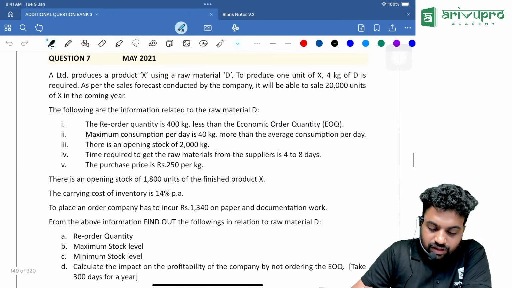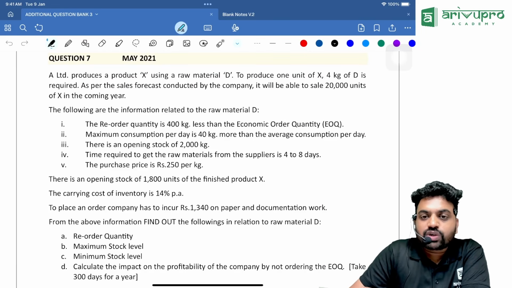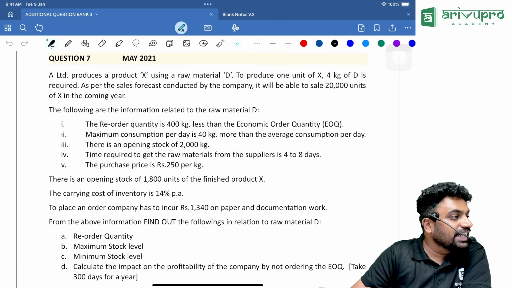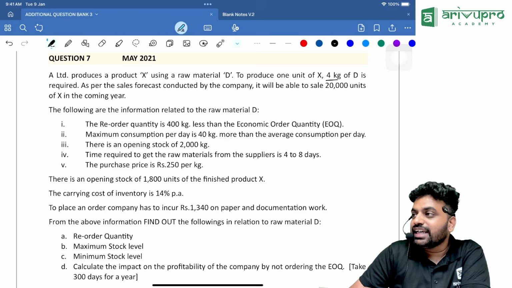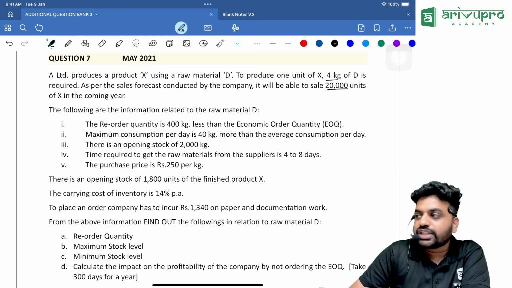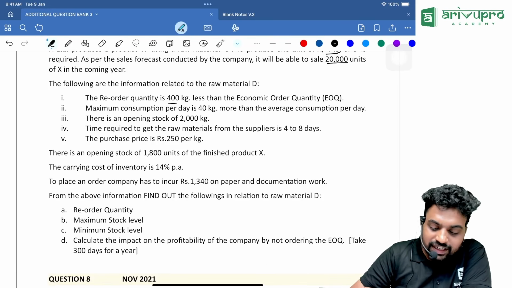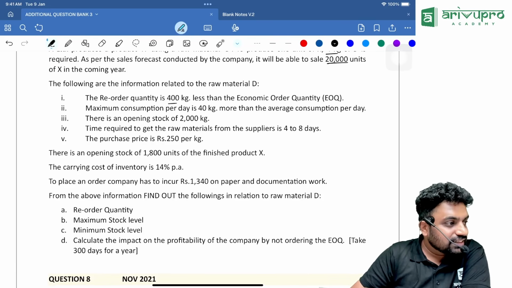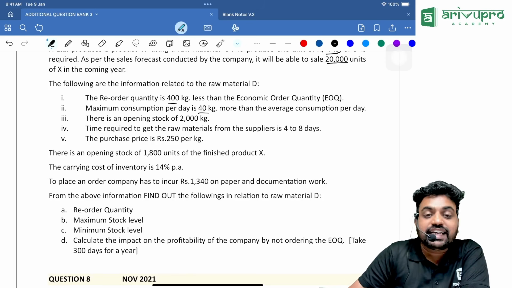Seventh one. A Limited produces product X. This is basically that question, guys, which I told. EXE and DEE. Same question. Where they told 1 unit takes 2 kg, here they are telling 4 kgs. There they were planning for 10,000, here they are planning for 20,000. There it was 200 kg less, here it is 400 kg less. Their maximum 200 kg, 20 kg more.